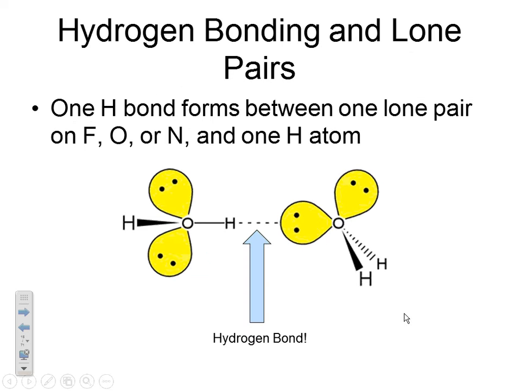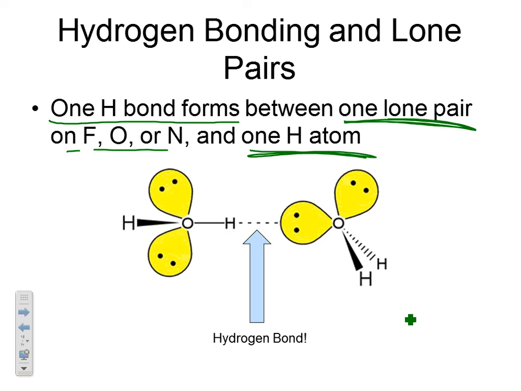Now, drawing hydrogen bonding, diagramming hydrogen bonding, a hydrogen bond actually forms in a very specific space, so it's not a random interaction. And you can only get one hydrogen bond forming between one lone pair on an F, O, or N and one hydrogen atom. This means that there's a limit. There's not an infinite number of hydrogen bonds that a compound can form.